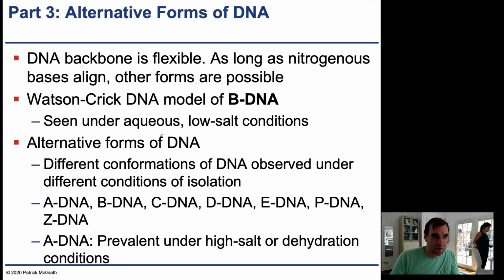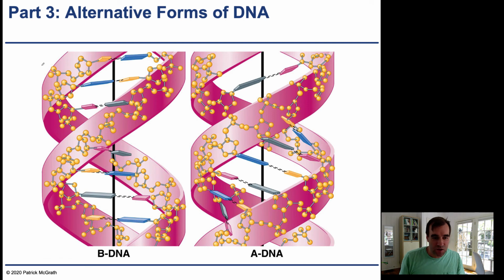All right, so the alternate forms of DNA, the final thing that we're going to cover in this part, is that there are different ways that the helix can arise. So there's A, B, C, D, E, P, and Z forms. And so what is meant by this? Because the backbone is so flexible, there are actually different geometries by which these bases can line up. And so this is an example of the B form of DNA. This is the A form of DNA.